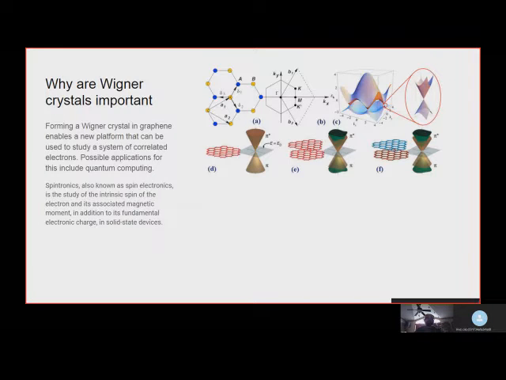So why are Wigner crystals important? Forming a Wigner crystal in graphene enables a new platform that can be used to study a system of correlated electrons. Possible applications for this include quantum computing. Spintronics, also known as spin electronics, is the study of the intrinsic spin of the electron and its associated magnetic moment, in addition to its fundamental electronic charge in solid-state devices.